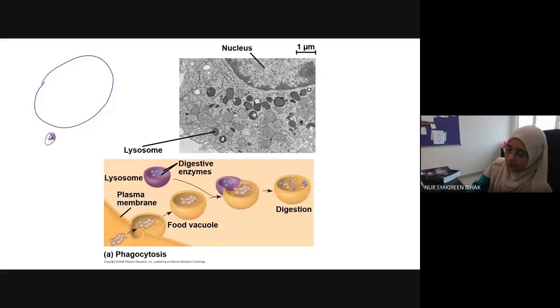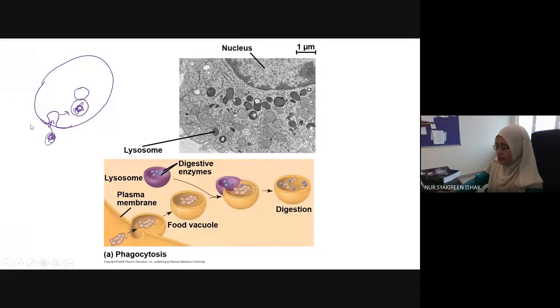Outside the cell you have food. Okay, so this cell will start to engulf it by forming a food vacuole. The food vacuole will fuse with the lysosome. The lysosome contains digestive enzyme, and this enzyme will digest the food. And then after digestion, the food particle will be absorbed into the cell to be used.